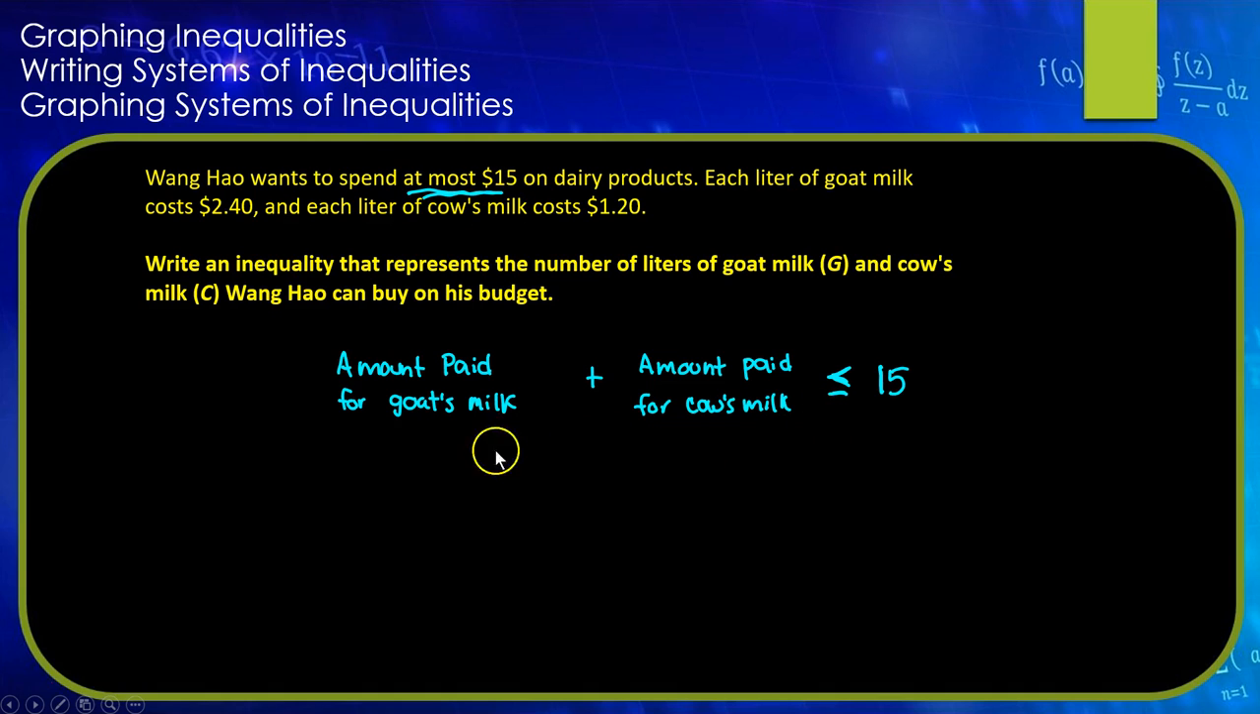Now I've got to figure out, well, how would I come up with the amount he pays for goat's milk versus the amount he pays for cow's milk? Because I don't know these things. Well, the amount he would pay for goat's milk would be $2.40 times the number of liters of goat milk he buys.